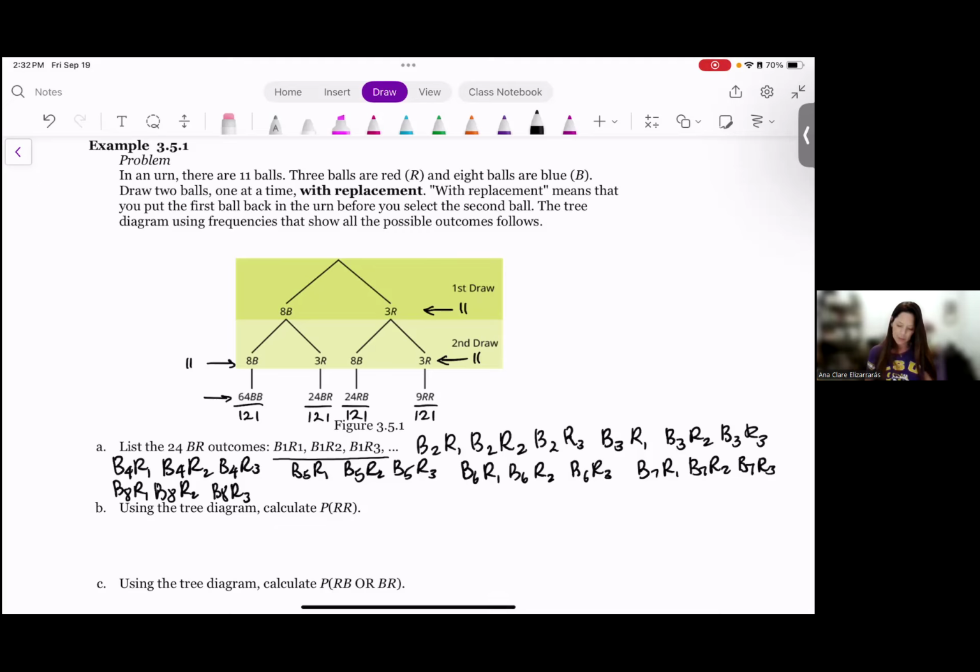Using the tree diagram, I want to calculate the probability of being red, red. So what I'm going to do is go to the red and red area and record that probability, which is 9 out of that 121.